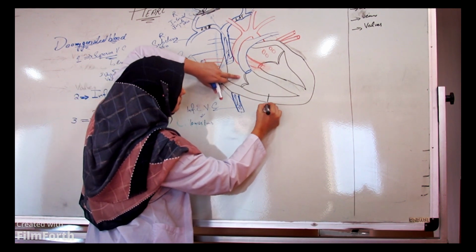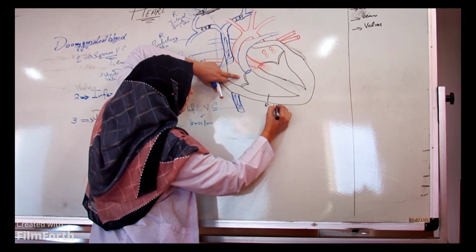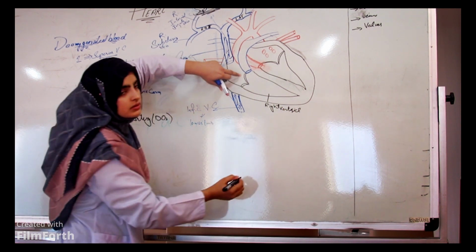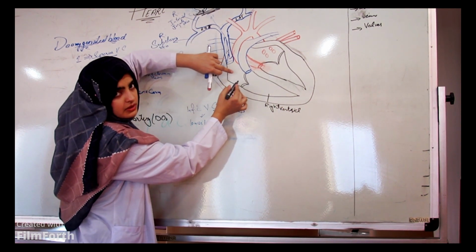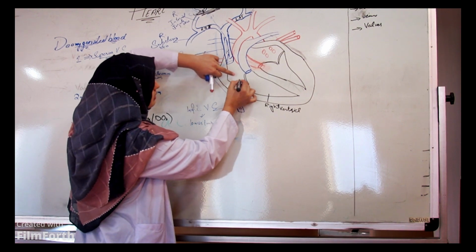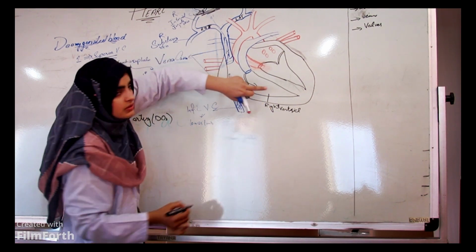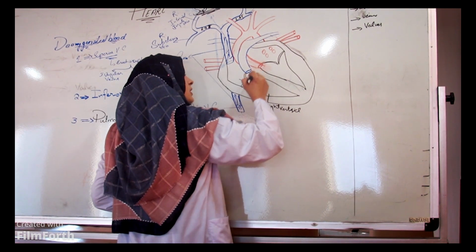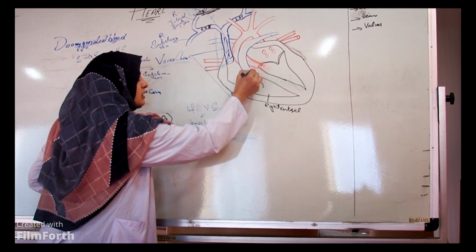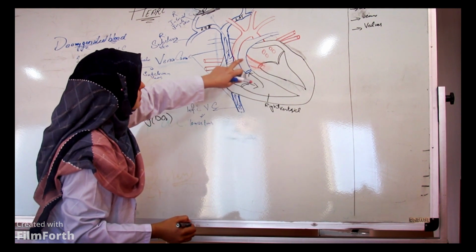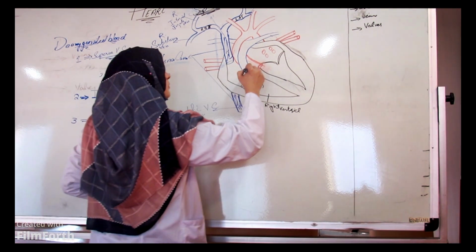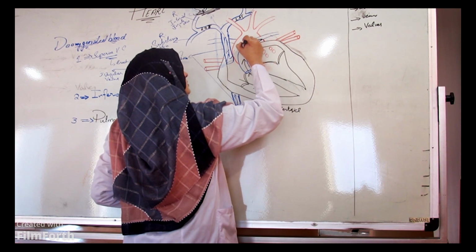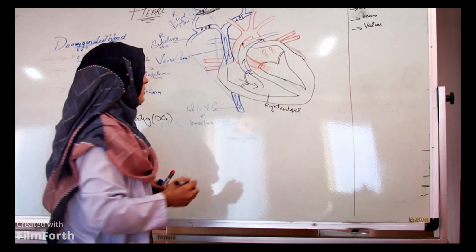Here we have the right ventricle. The blood from the right atrium comes into the right ventricle, and from the right ventricle it goes into the pulmonary artery. I am showing with the arrows. Blood goes into the pulmonary artery, and from the pulmonary artery it goes to the lungs, left lung and right lung.